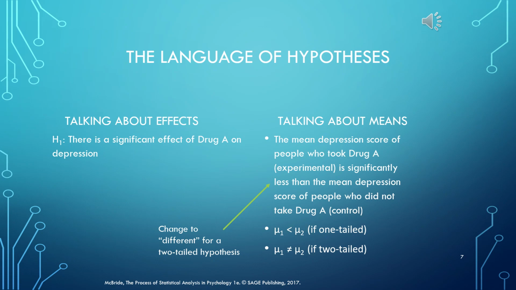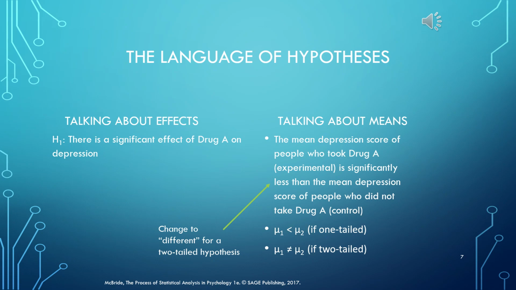And there's overlap here, like you can be talking about the same thing. So for instance, if I'm talking about effects, maybe my alternative hypothesis, H1, is there is a significant effect of drug A on depression. And so what I would be expecting here, if we're talking about means, is that the mean depression score of the people who took drug A in the experimental group is significantly less than the mean depression score of people who did not take drug A, which would be the control group, right?